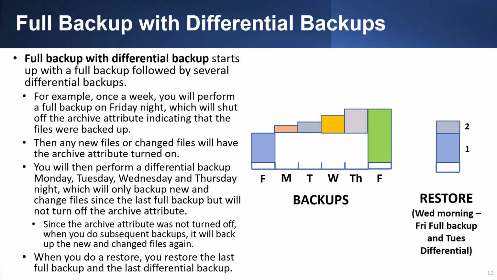You'll then perform a differential backup Monday, Tuesday, Wednesday, and Thursday night, which will only back up new and changed files since the last full backup, but will not turn off the archive attribute. Since the archive attribute was not turned off, subsequent backups will back up the new and changed files again. When you do a restore, restore the last full backup and the last differential backup.